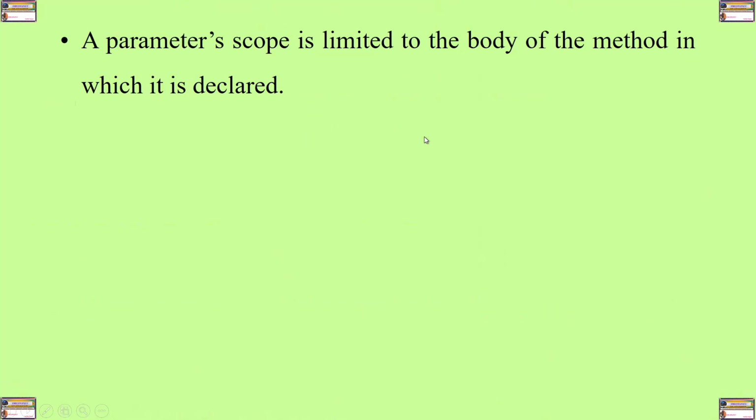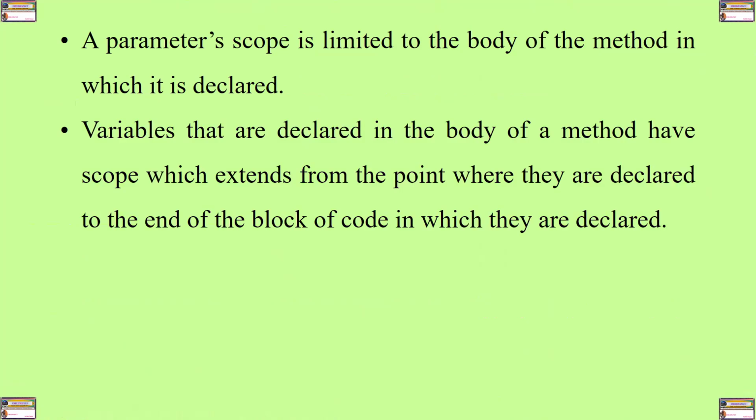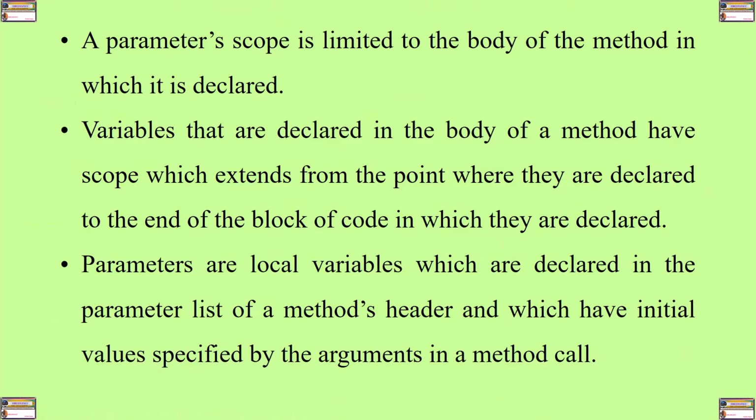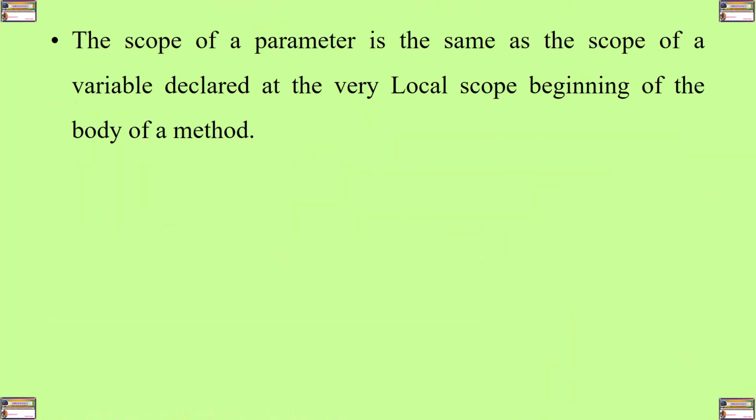A parameter's scope is limited to the body of the method in which it is declared. The variables that are declared in the body of a method have scope, which extends from the point where they are declared to the end of the block of code in which they are declared. The parameters are therefore local variables which are declared in the parameter list of a method's header and which have initial values specified by the arguments in a method call.